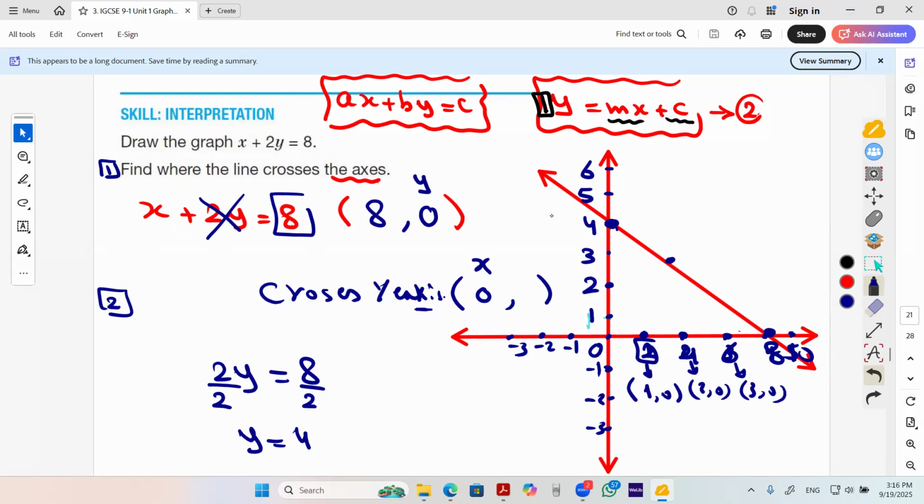Okay, we have learned two methods now. To get the cross point with the x-axis, put y equal 0. To get the cross point with the y-axis, put x equal 0. Okay? Right, very good.